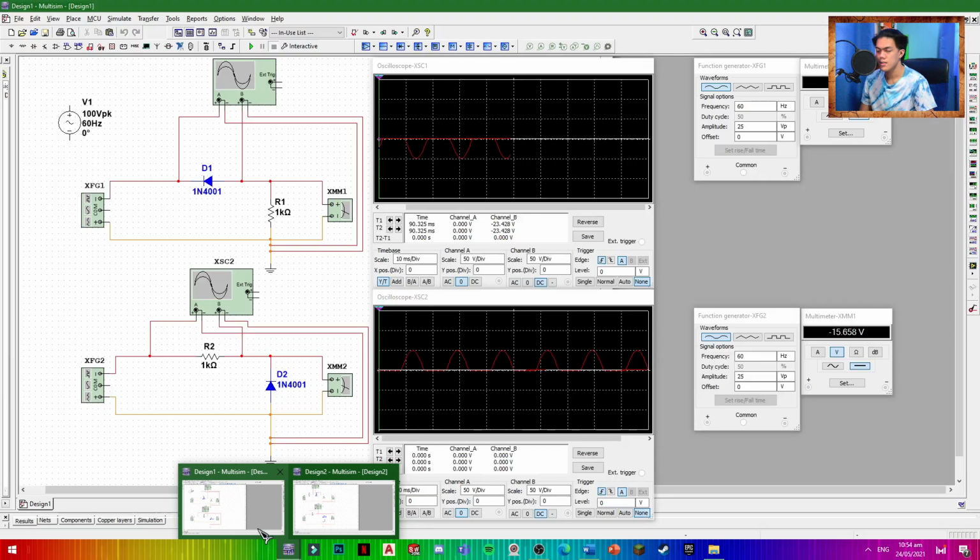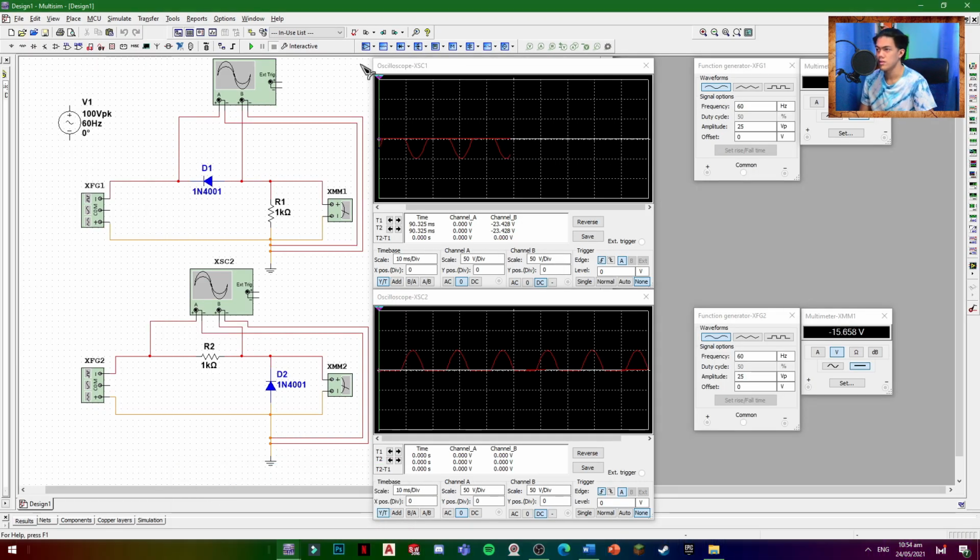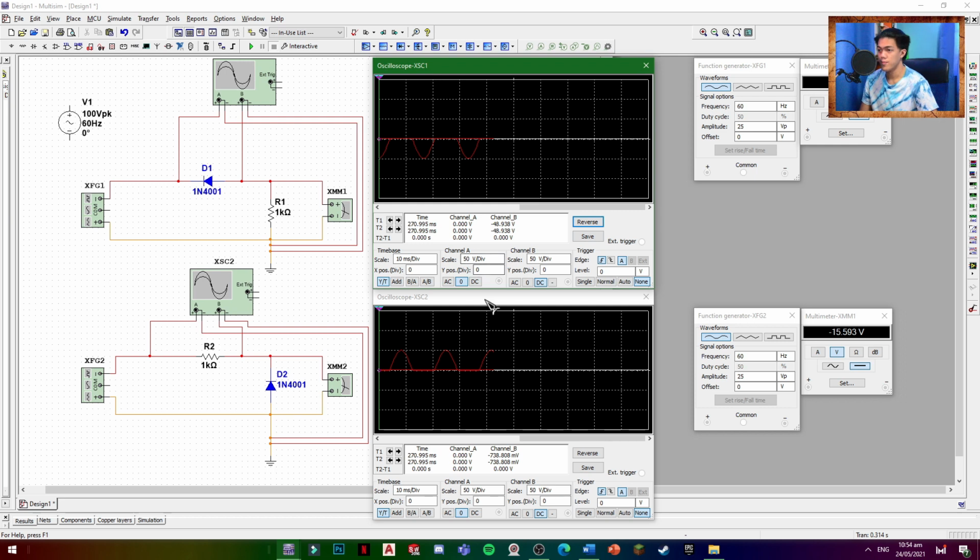And this is the Multisim that I used. Channel A, negative to the ground. Channel B, negative to the ground. One resistor with 1 kilo ohm. One virtual diode, 1N4001. One function generator. And one multimeter, voltmeter. Here is the oscilloscope.